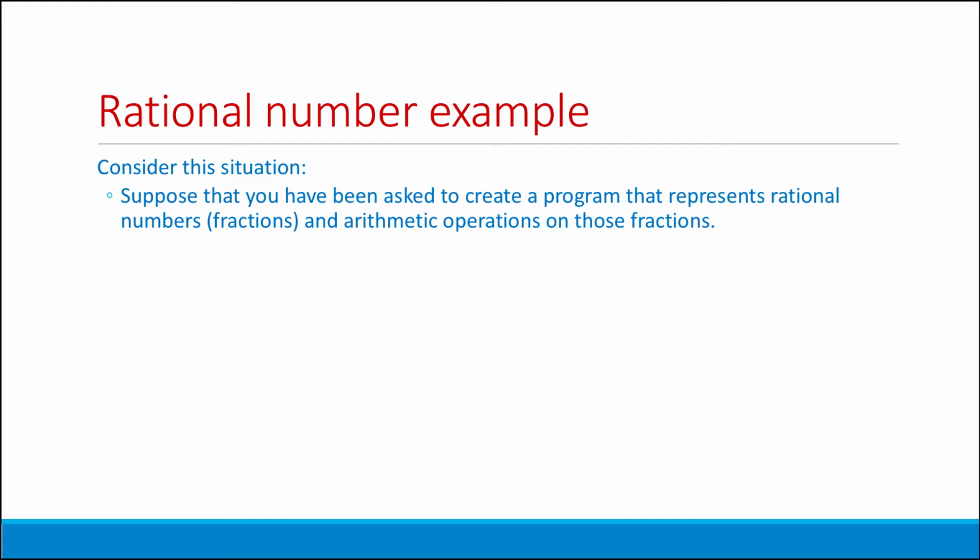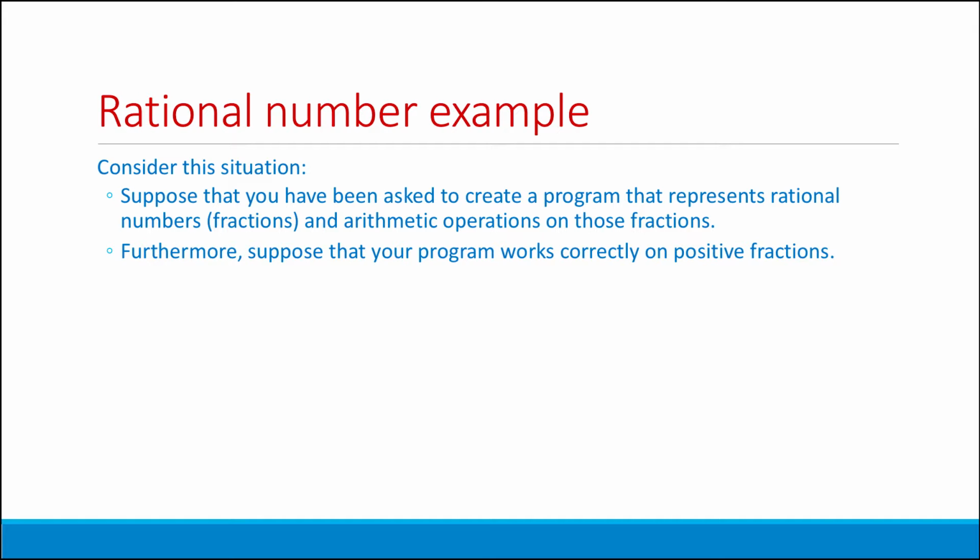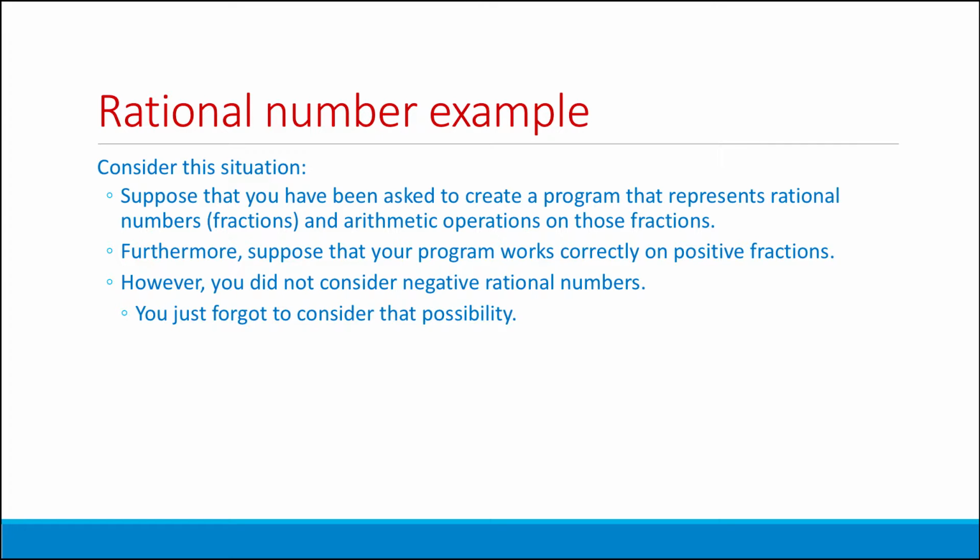Suppose you've been asked to create a program that represents rational numbers, that is fractions, and arithmetic operations on those fractions. Furthermore, suppose that your program works correctly on positive numbers, but you just didn't consider negative numbers. You forgot all about that possibility. Now, it could be that the code that you wrote for positive numbers works correctly for negative, but you didn't think about it when you were coding.